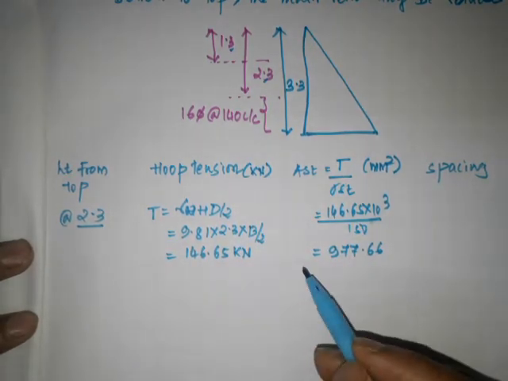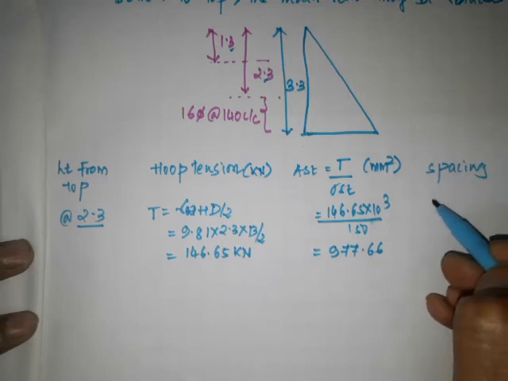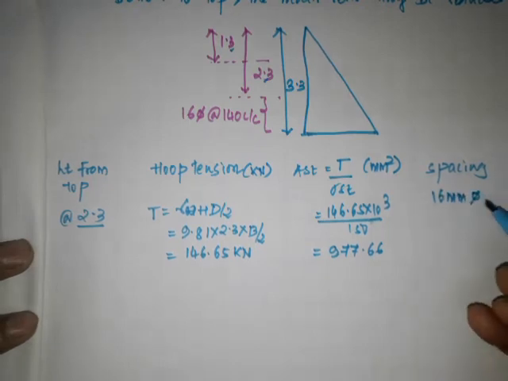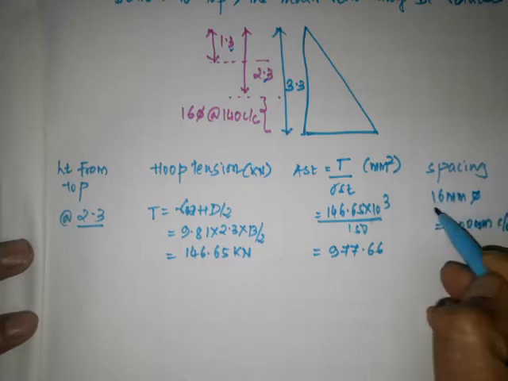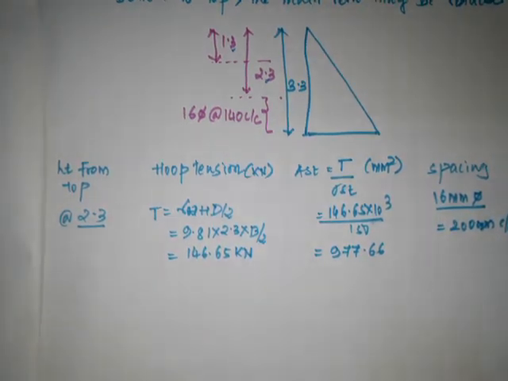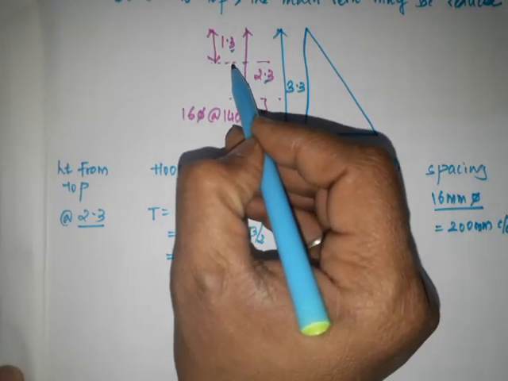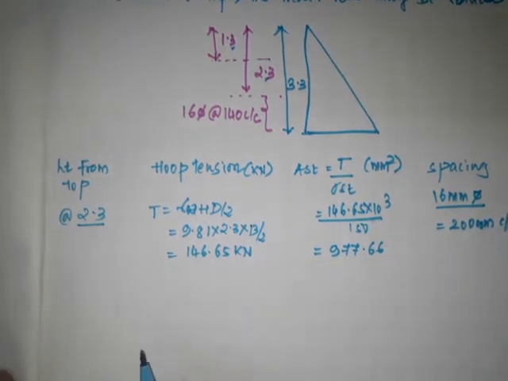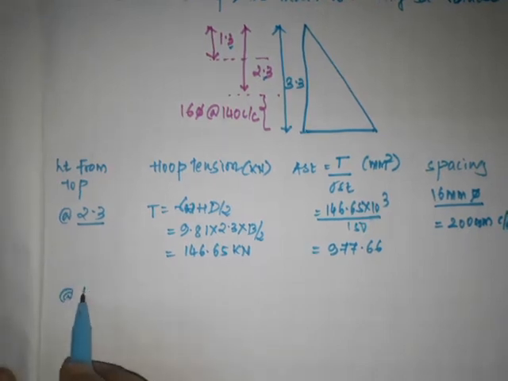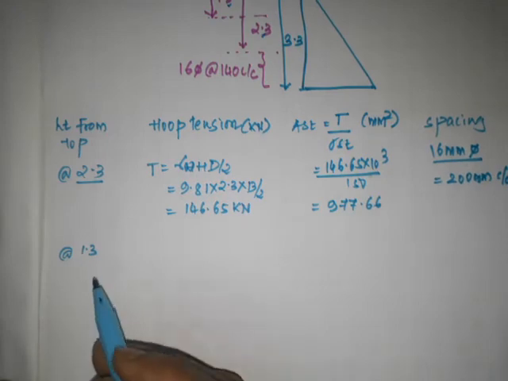So again assuming the same diameter, for 16 mm dia we get the spacing as 200 mm center to center. We have to check this. For 16 mm diameter the spacing will be 200 mm center to center. What does that mean? For this height, from here to here, we have to provide bars of 16 mm dia at 200 mm center to center. Now at height 1.3 from the top.